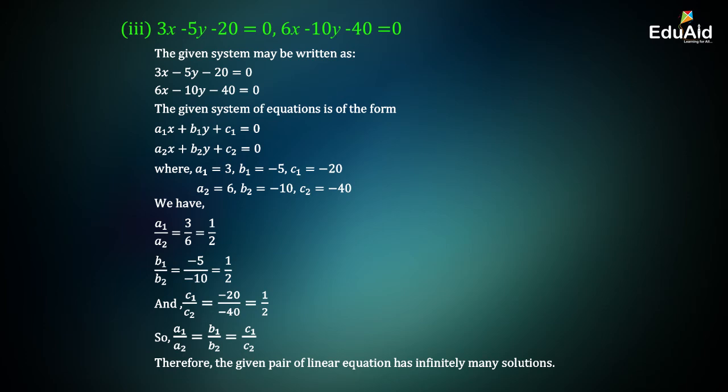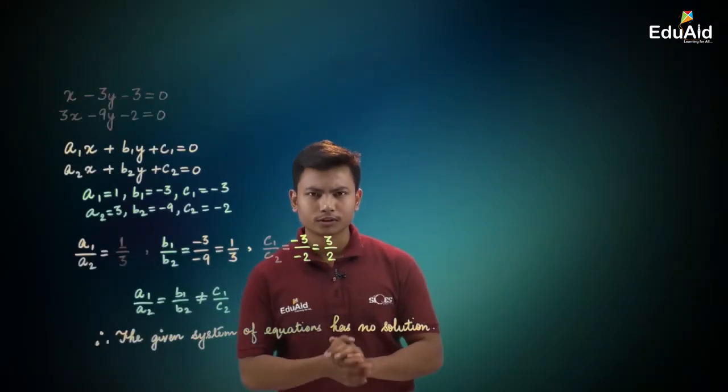So next we find the ratios, that is a1 by a2, b1 by b2 and c1 by c2. So a1 by a2 we get 3 by 6, which is equal to 1 by 2, b1 by b2 we get minus 5 by minus 10, which is equal to 1 by 2, and c1 by c2 we get minus 20 by minus 40, which is also equal to 1 by 2. So here we can see that a1 by a2 is equal to b1 by b2, which is equal to c1 by c2. Therefore we can say that the given pair of linear equations has infinitely many solutions. So in this way we can solve similar types of questions very easily.